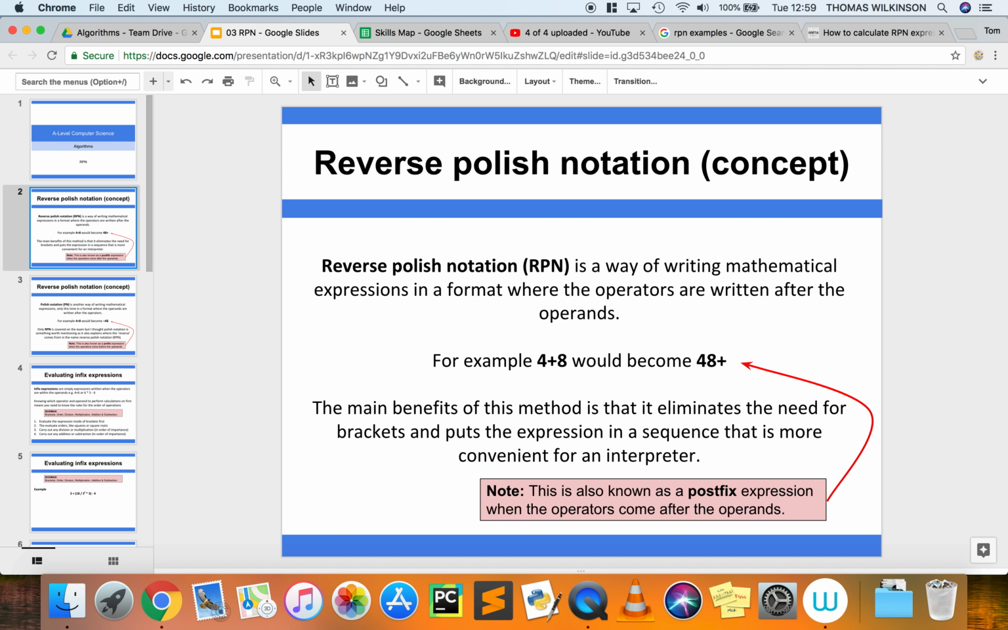operators inside the operands. So for instance, 4 plus 8, the operands are the 4 and the 8, the operator is the plus, and that indicates, based on what we've learned about mathematics, that we add those two values together to give us an answer of 12.